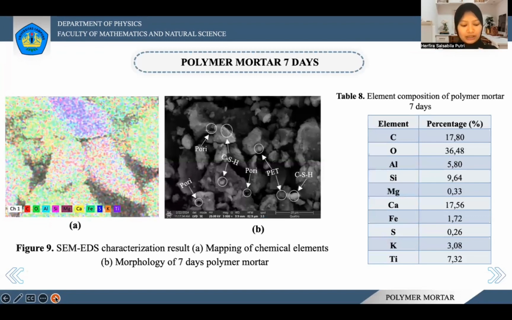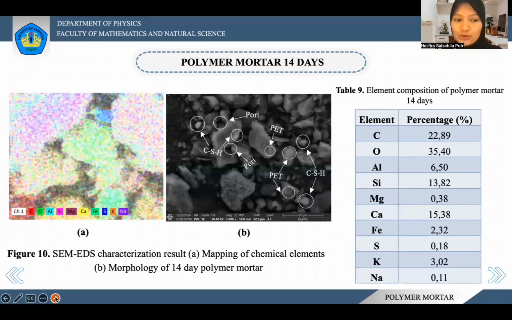And this is about the SEM and EDS for polymer mortar 7 days. Based on this figure, the dominant elements in polymer mortar 7 days are Ca and Si. And for the 14 days, Ca and Si, with Ca as a yellow mark, and then Si with a purple color.